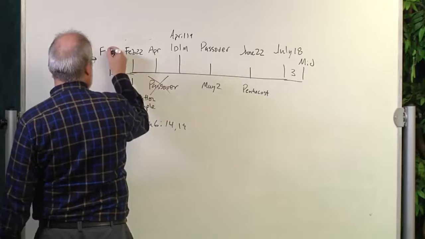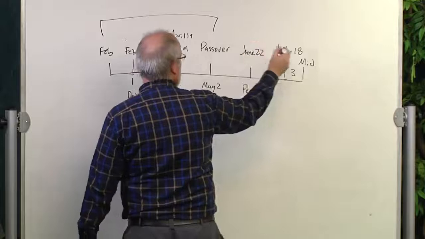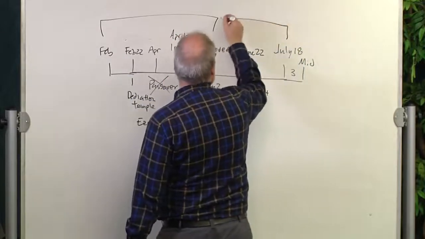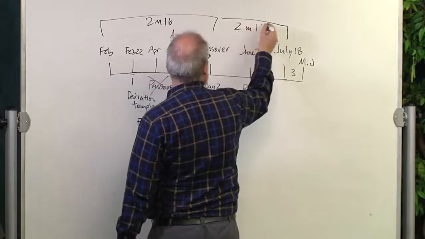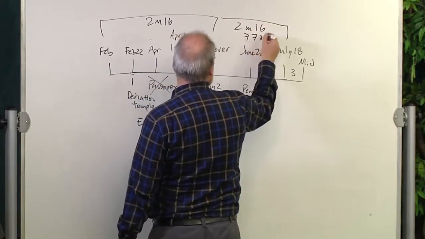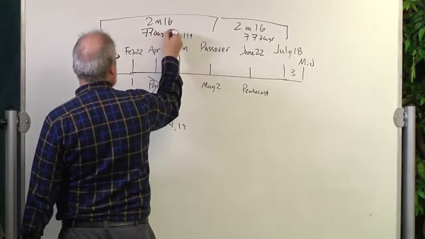And there's the February 16th. And this is the chiasm, so the chiasm goes like this. This is 2 months and 16 days. This is 2 months and 16 days. They're also 77 days, if you wanted to count it that way.